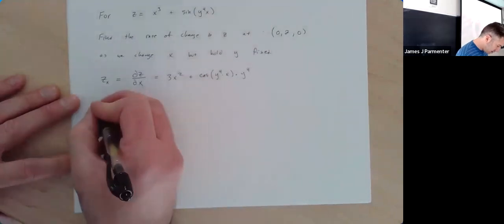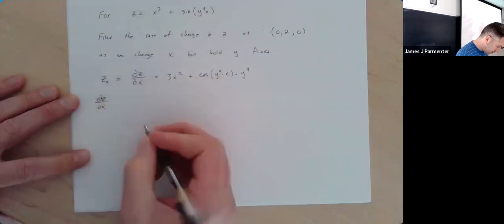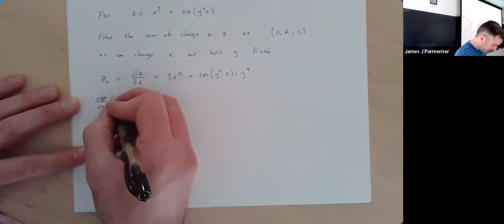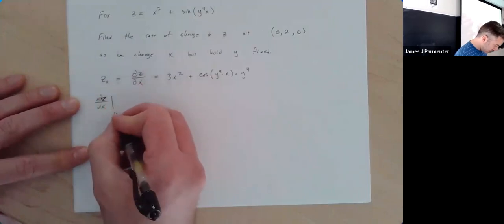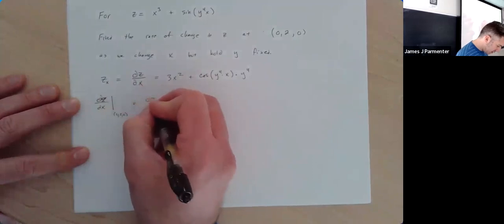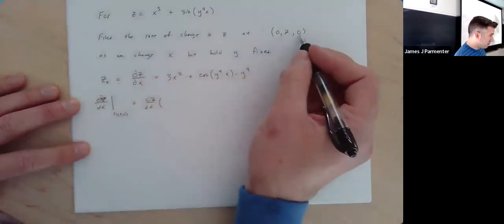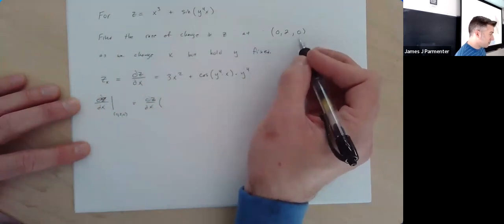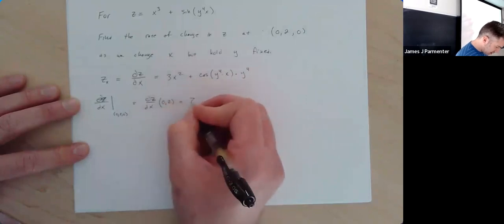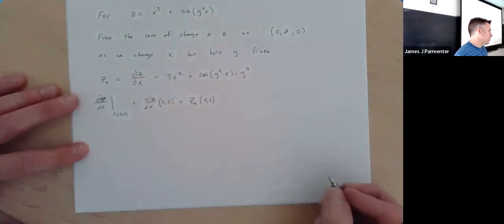So we're going to take del z del x. Wow, that's really looking good there. And we're going to plug in the point. I prefer to write it like this. We're going to plug in the point 0, 2, 0. But you might see it written as del z del x at the point. They might even leave off the z part since z is a function of x and y. They might write it as del z del x at 0, 2, or they might write it as zx at 0, 2. I don't love that notation personally, but it's totally fine.